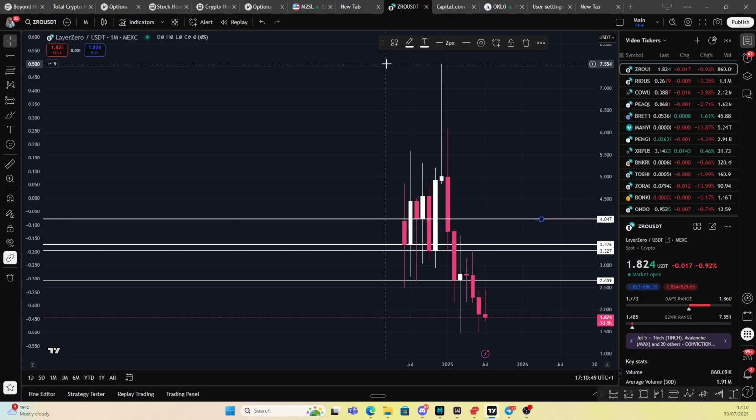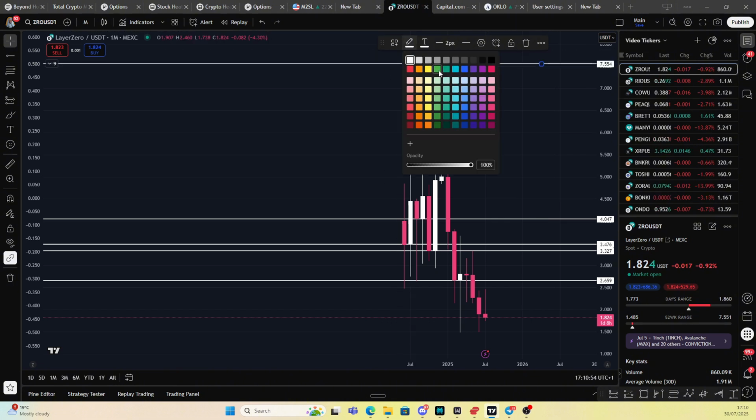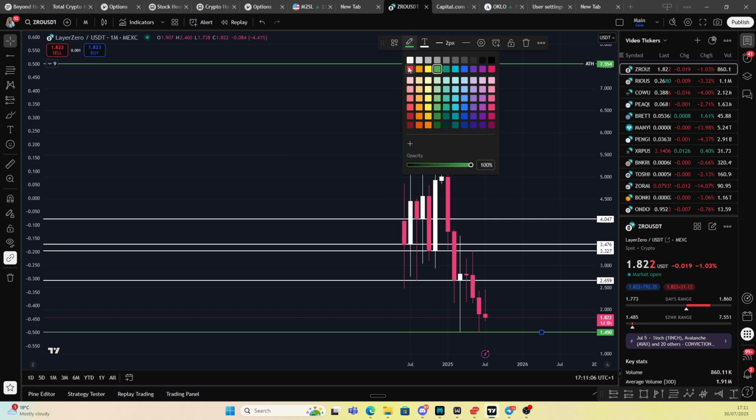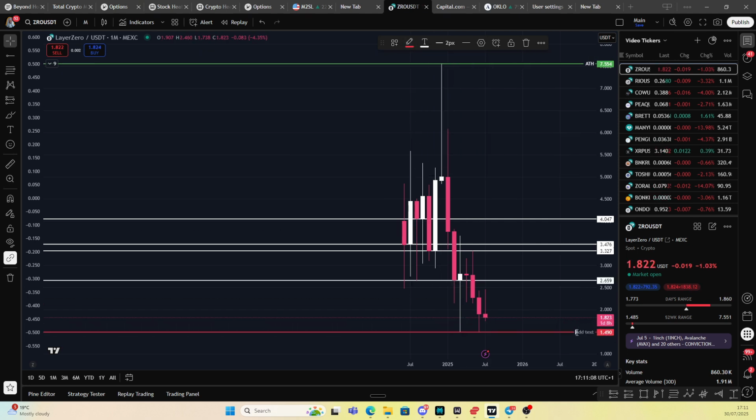We will go to the top here, Alt H, and we will turn that green and write all-time high. And we would go down to the bottom, click there, Alt H, and turn that red and write ATL for all-time low. So looking at this, we have some monthly levels lined up.